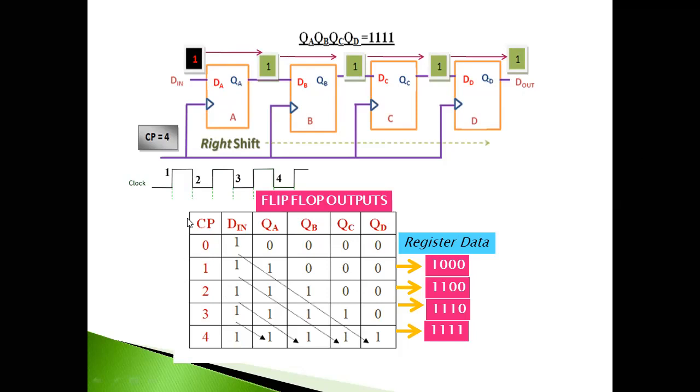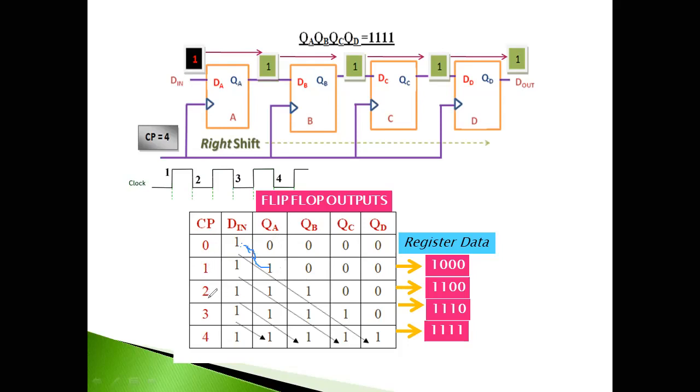So we have made a table here. When DIN is 1 and you are not applying any clock pulse, all your flip-flop outputs are 0 only. When you apply your first clock pulse, you can see this DIN will become the output of QA. This DIN will be given to the A flip-flop and you will get the output of the A flip-flop, QA equal to 1.